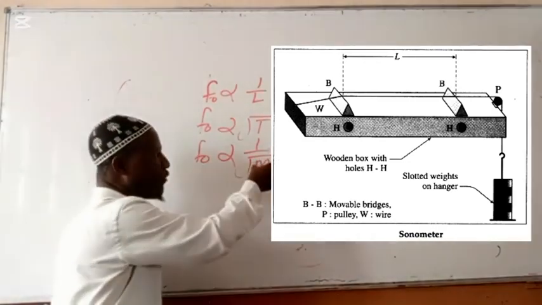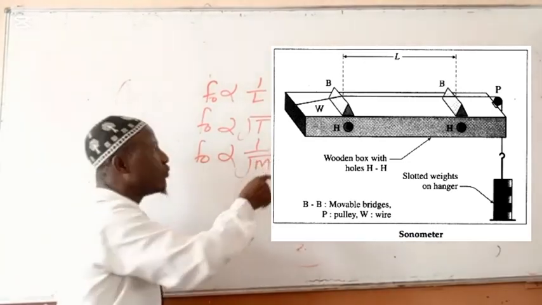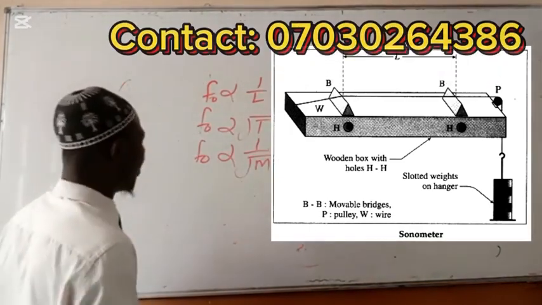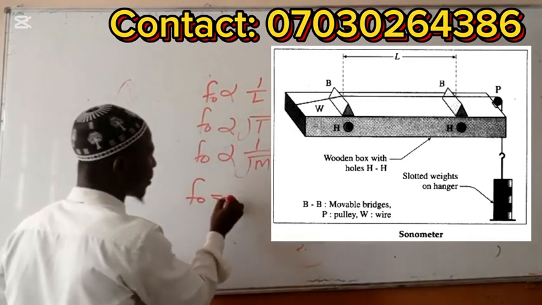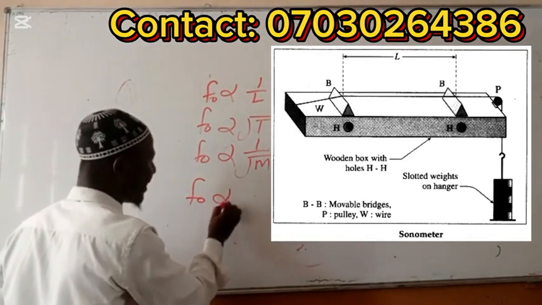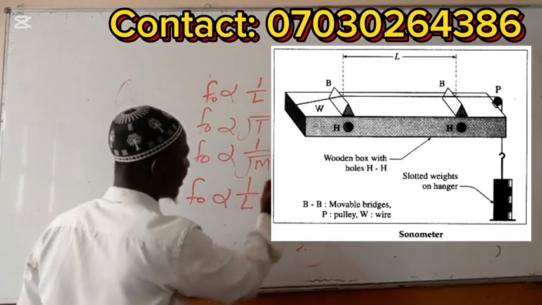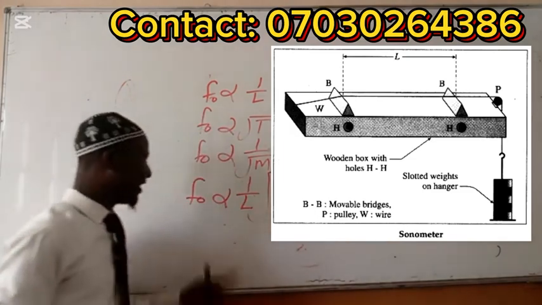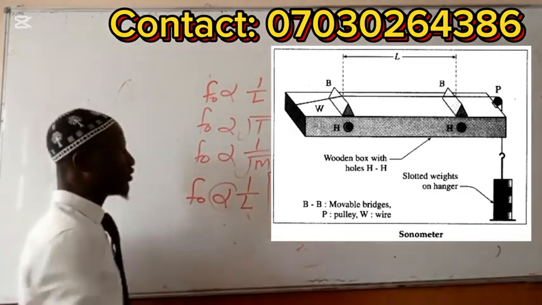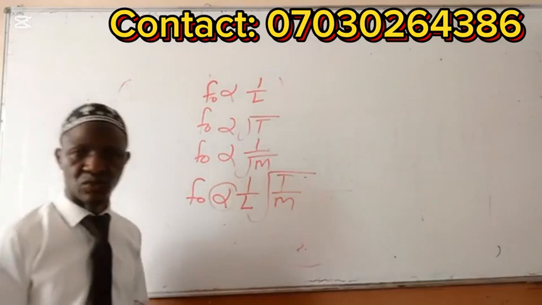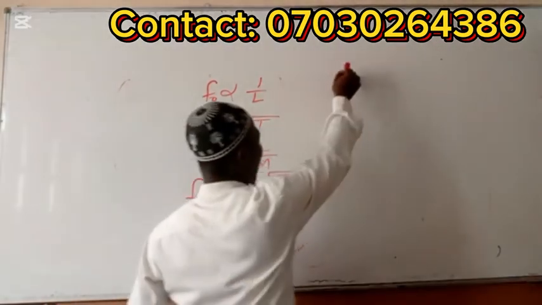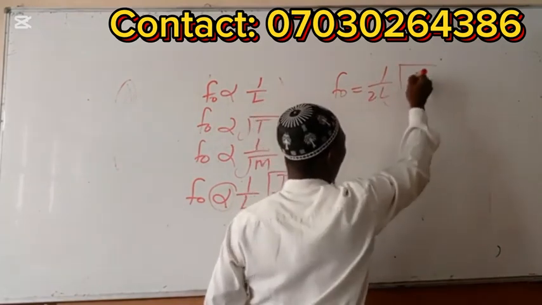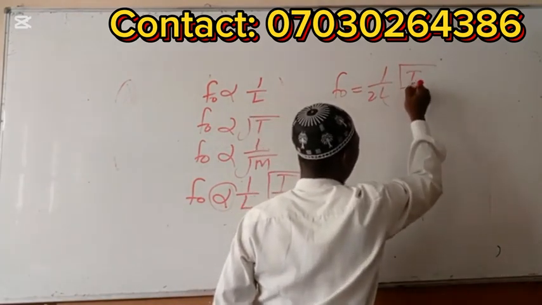So after you have converted your mass to kilogram, you must divide it by the length given. So when you combine all this together, you are going to have F naught varies as 1 over L, then square root of T over mu, over L. Where this constant, when you remove this, you have to replace with a constant. Our constant is 1 over 2. At the end of the day, you are going to have F naught is equal to 1 over 2L square root of T over mu.